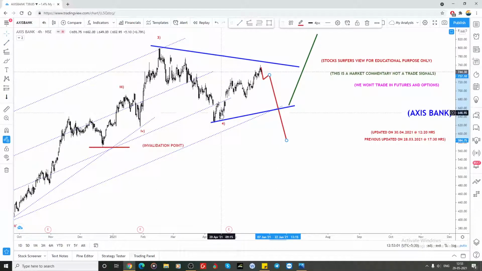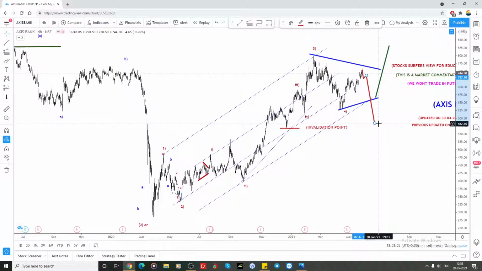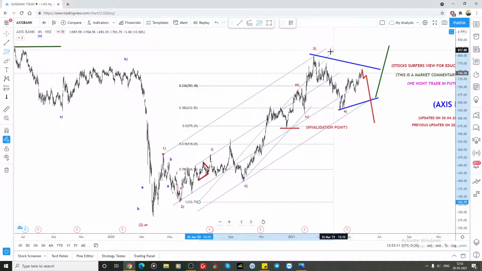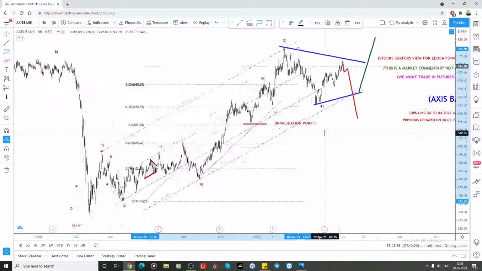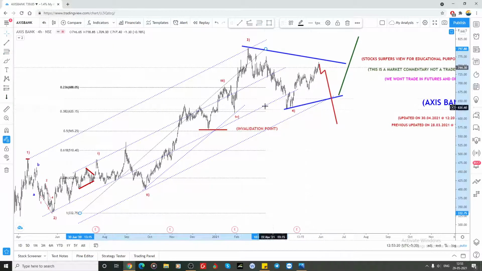Whether ABC is a B, I need a 5-wave structure for the C. Whether this is a 4th wave, I have already explained that last week also, it's nearly a 38.2 retracement. So still, if it comes to the downside and breaks the equidistant channel, that will be a bearish trend formation.